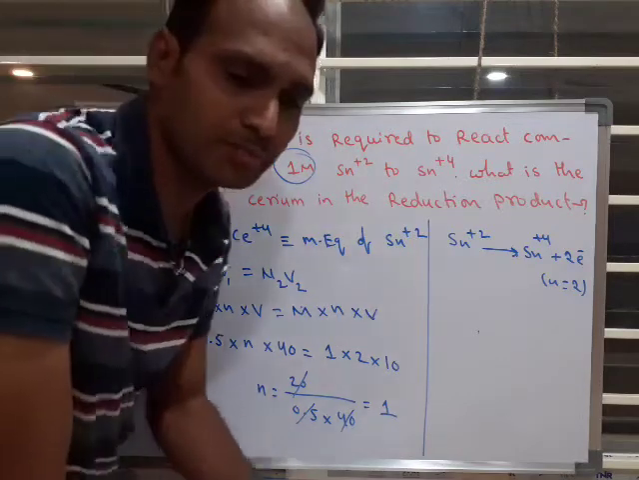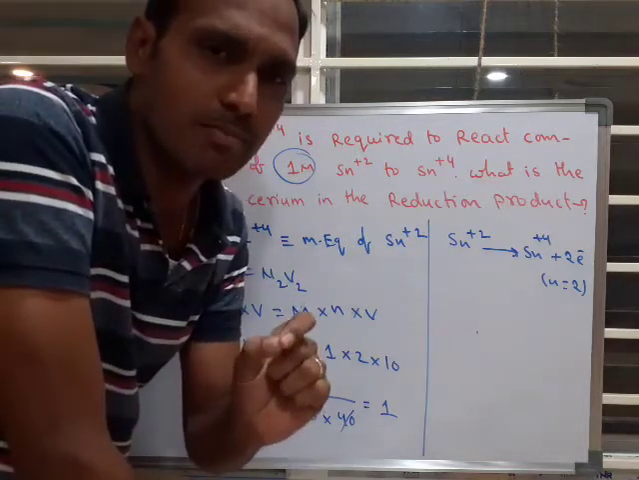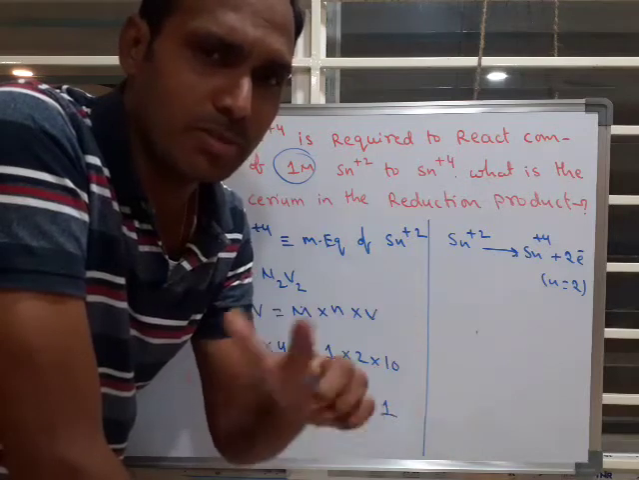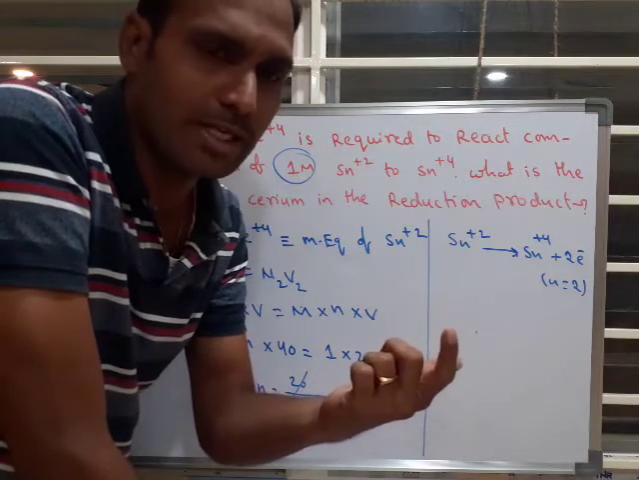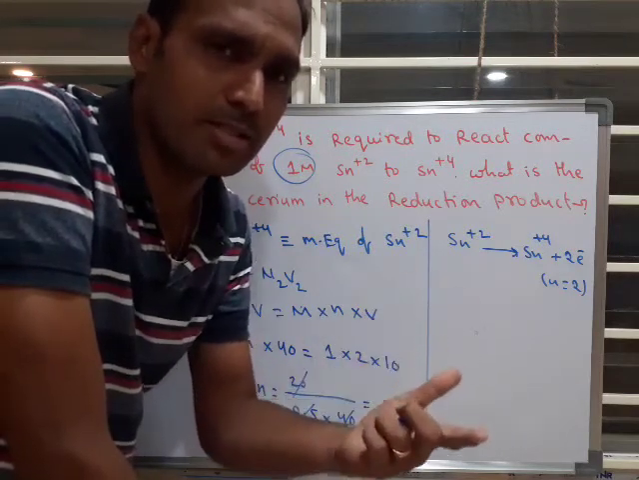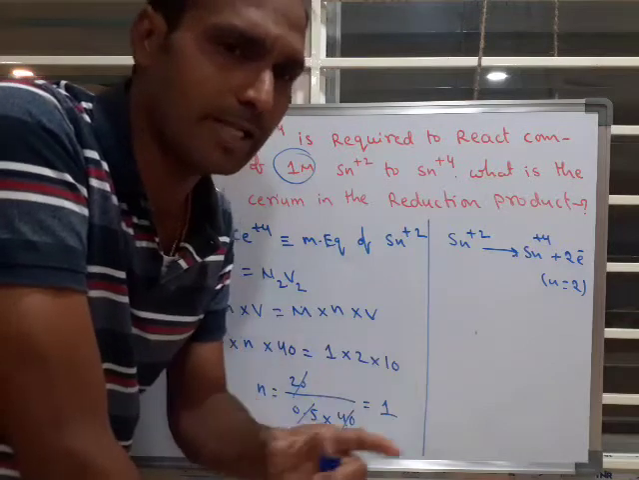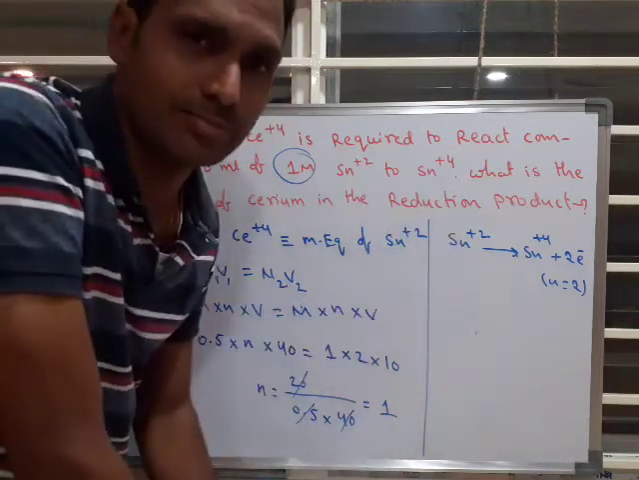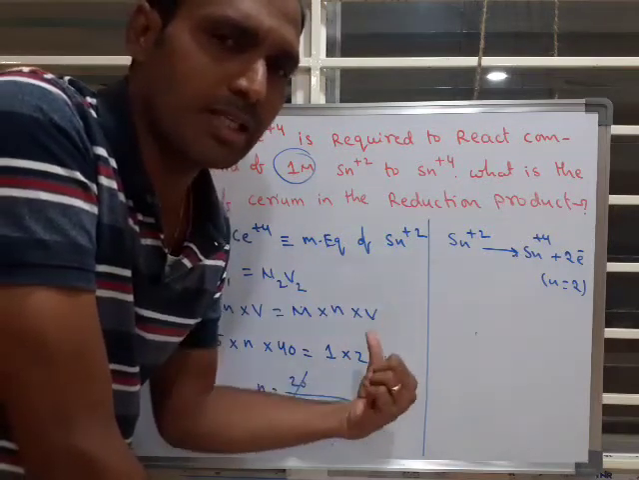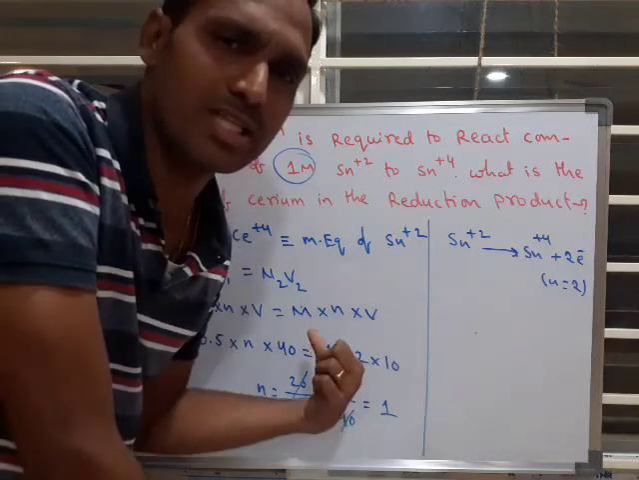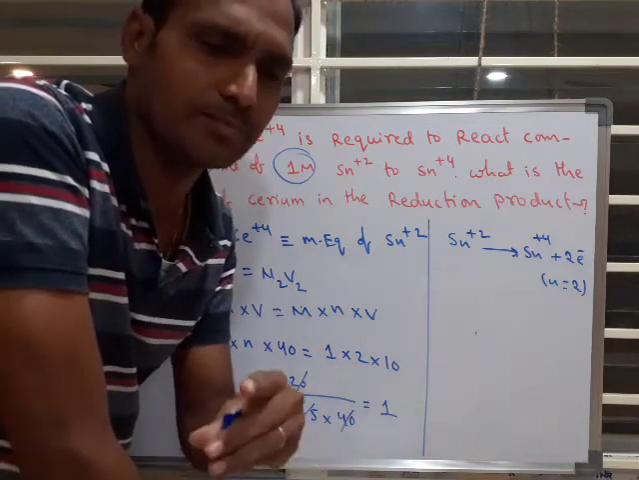So n factor is 1, and what is the change in the oxidation number of cerium+4? The change is 1. It may be an increase or a decrease. Like if cerium+4 becomes +5, then also the n factor is 1. If cerium+4 becomes cerium+3, then also the n factor is 1. But since it is given as a reduction product, and tin is oxidized so the ceric should be reduced, +5 is not possible.